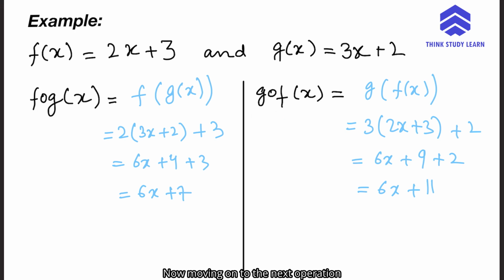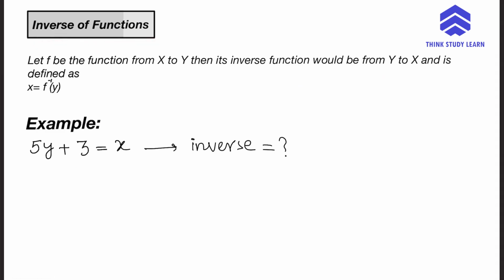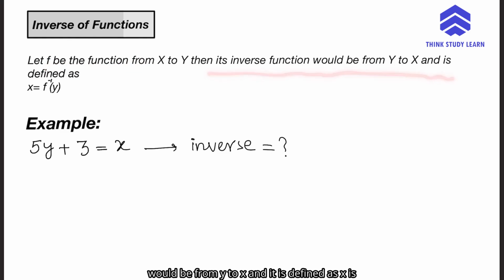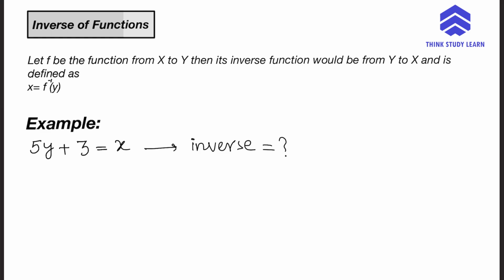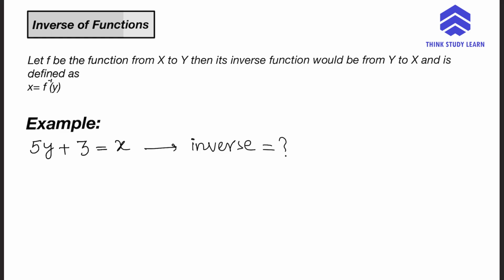Now moving on to the next operation, that is the inverse of a function. Let f be the function from X to Y, then its inverse function would be from Y to X, and it is defined as x is equal to f inverse of y. So this means that if we are given a function that is y with respect to x, we have to find its x with respect to y, and that would give us our inverse.